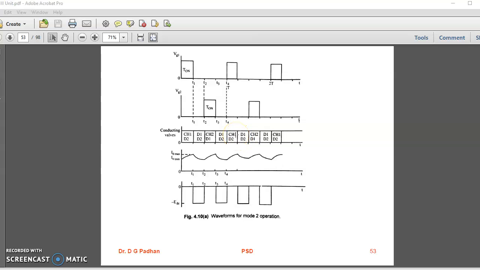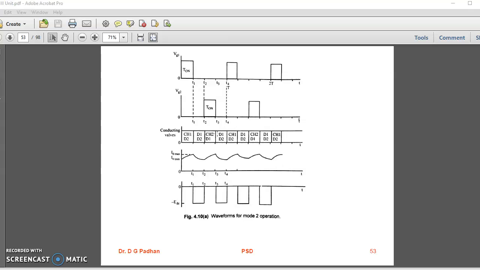From small t3 to your chopping period capital T, a regenerative action takes place as both chopper 1 and chopper 2 are off. Both the choppers are not conducting, so you will get the regenerative action, and the same cycle repeats. The operating region is the fourth quadrant.